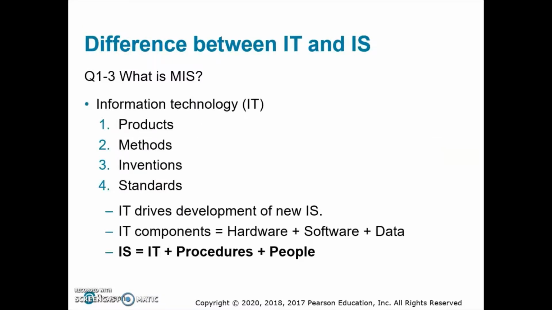So what's the difference between information technology and information systems? Well, if you look at that Venn diagram there, IS is the middle. We need information technology, people, and procedures all working together to create an information system. Because your IT, that's your products, methods, standards. IT components are your hardware and software. All of this gets developed to make that information system. It is the pinnacle of everything that's working together in businesses or even in your personal life.